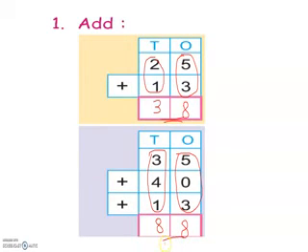So this is how we can add two-digit numbers and three two-digit numbers. First you have to add ones place digits. Then you have to add tens place digits.